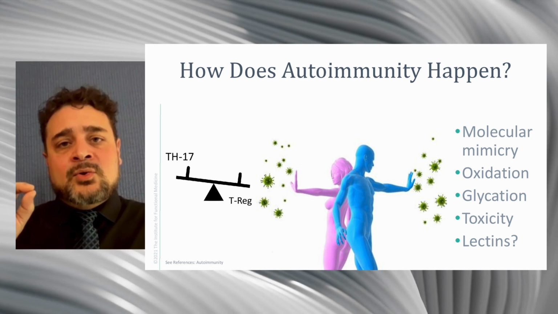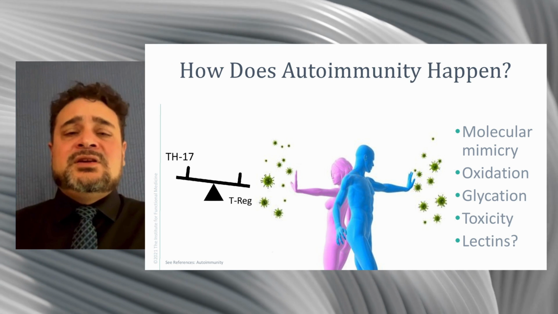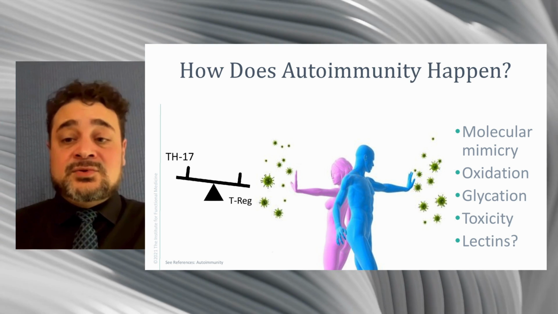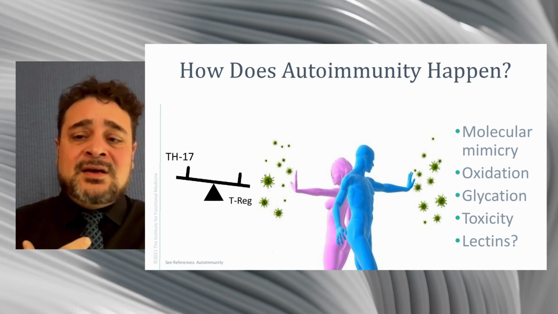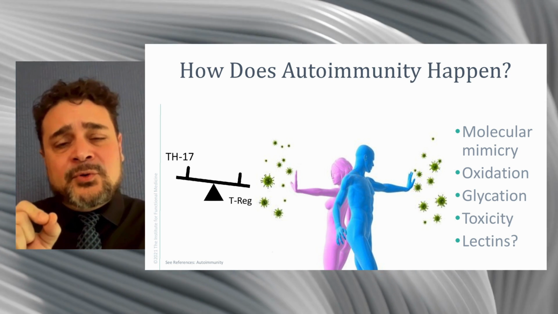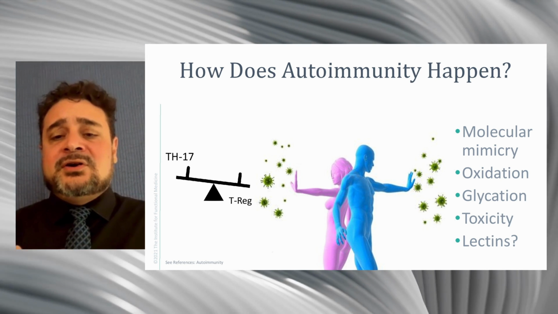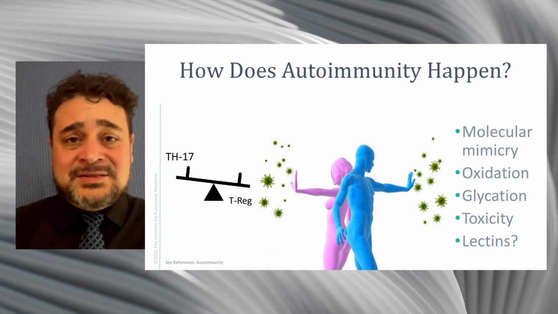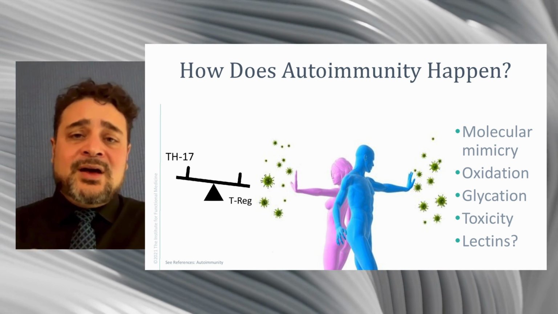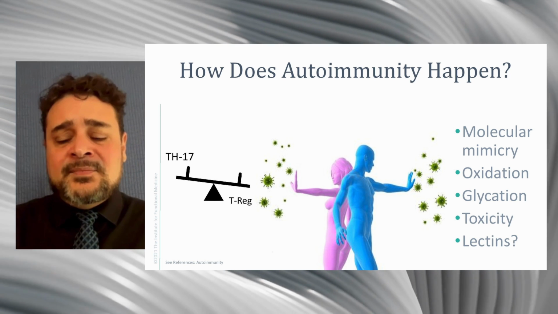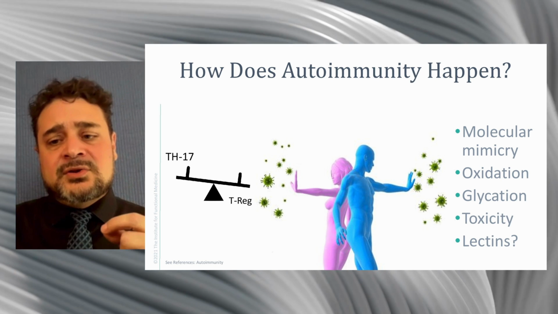The other thing is, anything that changes the way that your tissue looks will increase your chance of your body attacking its own tissue. So when you're oxidizing, if you're starting to rust, that will now look foreign and the body will attack it. And if you're having too much sugar and you're starting to caramelize, then your body's going to see that and it's going to attack it. And the last thing is toxicity. Toxins change the way our cells look, our tissue looks.